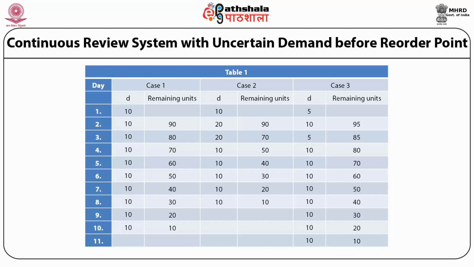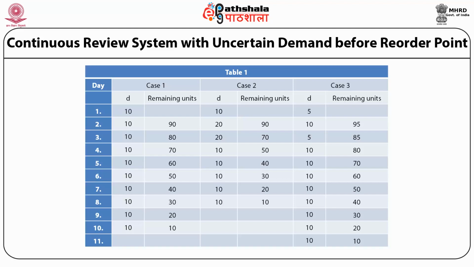Case 2 D10 remaining units nil. D20 remaining units 90. D20 remaining units 70. Day 4 D10 and remaining units 50. Day 5 remaining units 40. Day 6 D10 remaining units 30. Day 7 D10 remaining units 20. Day 8 D10 remaining units 10 and day 9 nil.